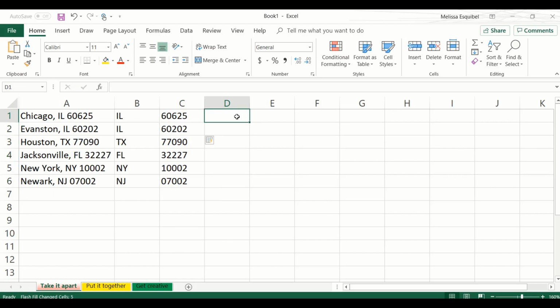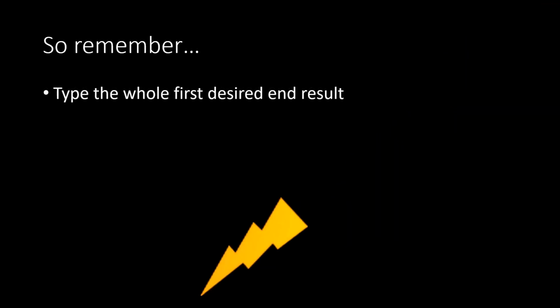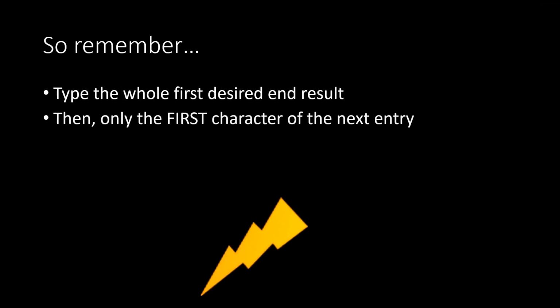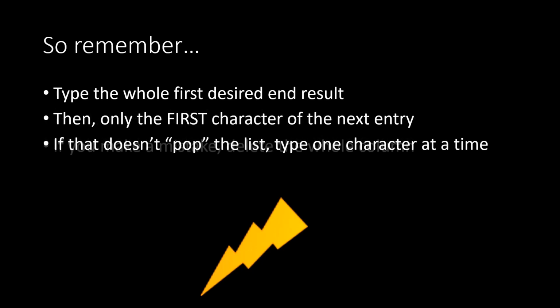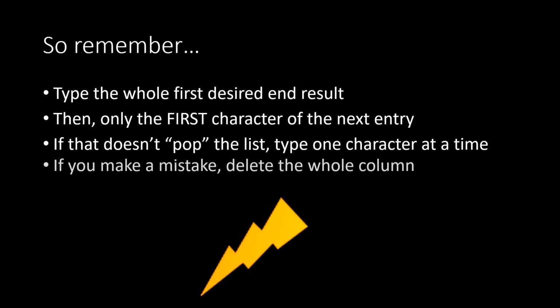So remember, type the whole first desired end result, then only the first character of the next entry. If that doesn't pop the list, type one character at a time until you see the list pop up like we did with Illinois, and Texas. And remember, if you make a mistake, just delete the whole column and start over.